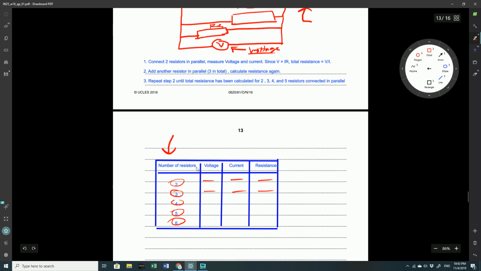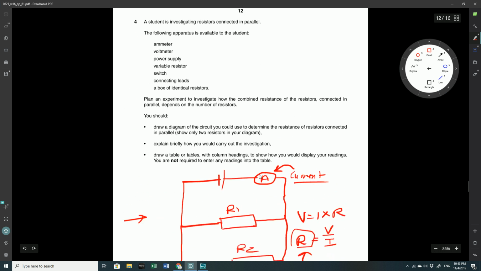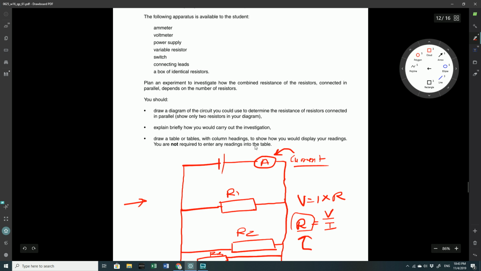And of course, for each of these different numbers of resistors, we are getting the total resistance, and we are seeing how that value changes with more and more resistors, because that is in essence what they want you to do. Plan out an experiment to investigate how the combined resistance of the resistors connected in parallel depends on the number of resistors.